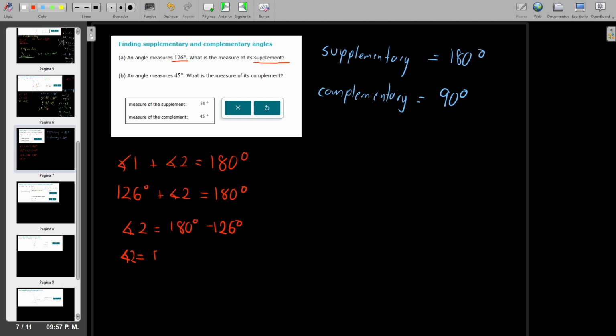Angle 2 is 54. Is this correct? I can check. Yes, the first angle, the supplement, is going to be 54. Now the complement. Remember, complement is 90 degrees. So we put again angle, and they're saying that the angle measures 45. So it's angle 1 plus angle 2 equals 90 degrees. Again, the same operation. We substitute the first one, 45 degrees.